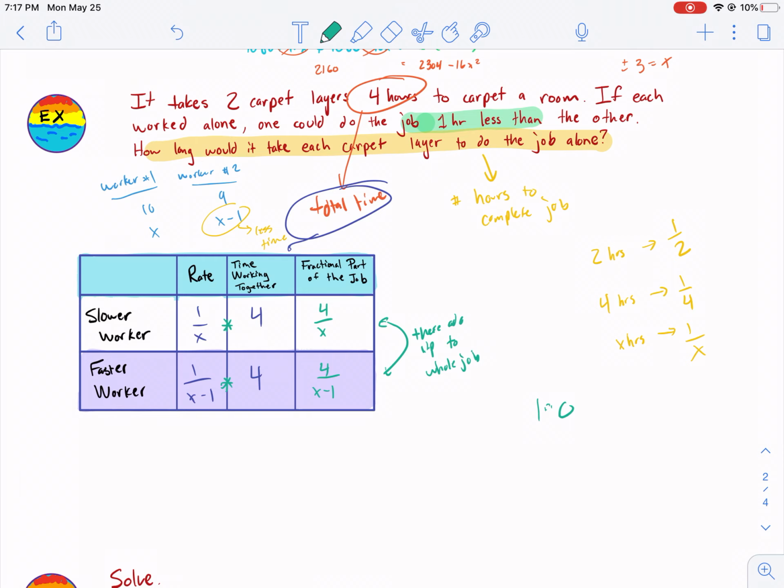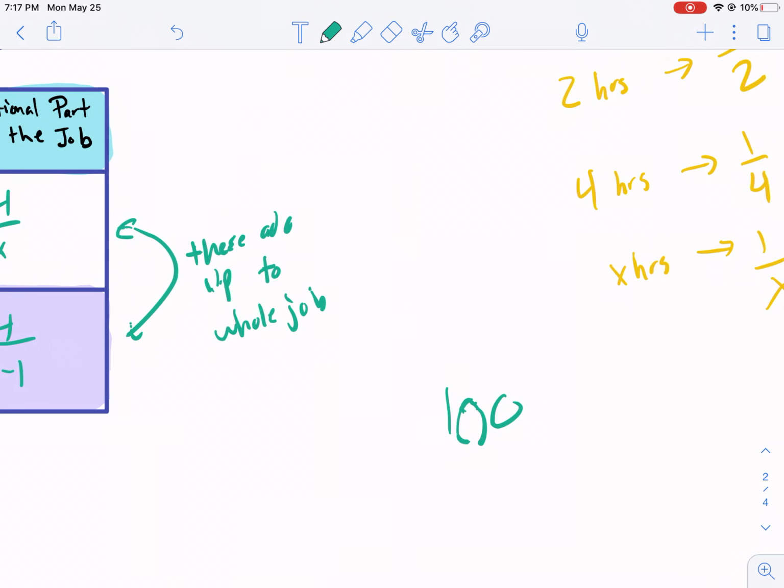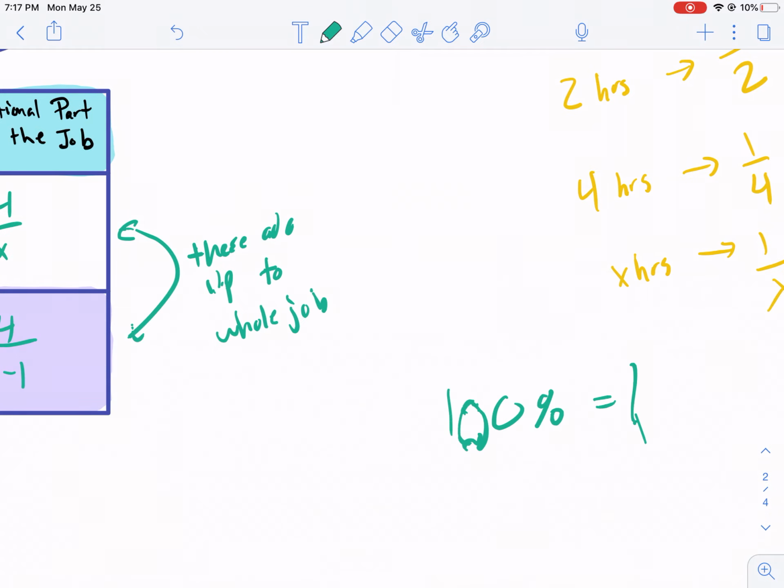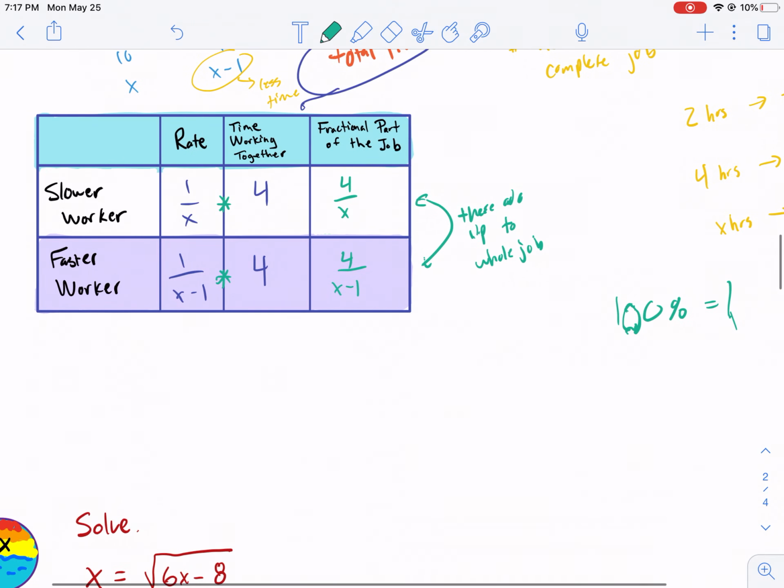100%, my goodness, this Apple Pencil. 100% written as a decimal is 1. Boy, I hope you guys get that. Okay, so what we're going to do is say 4 over x plus 4 over x minus 1 needs to equal 1.